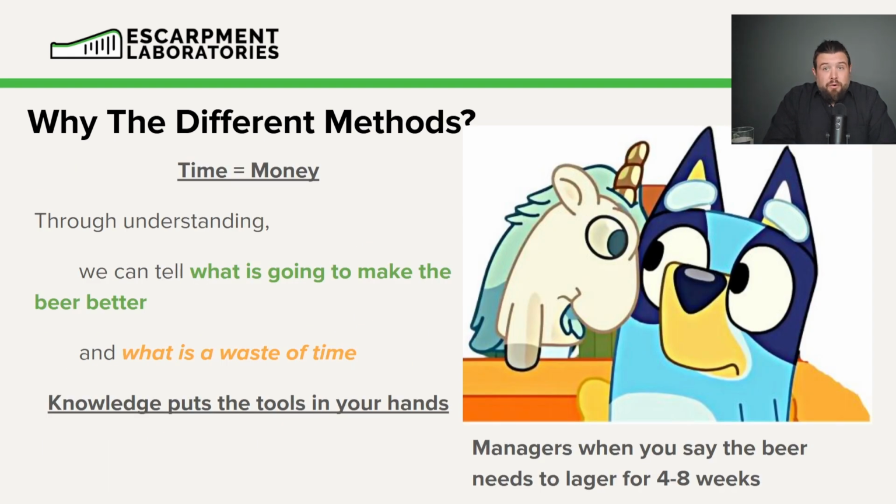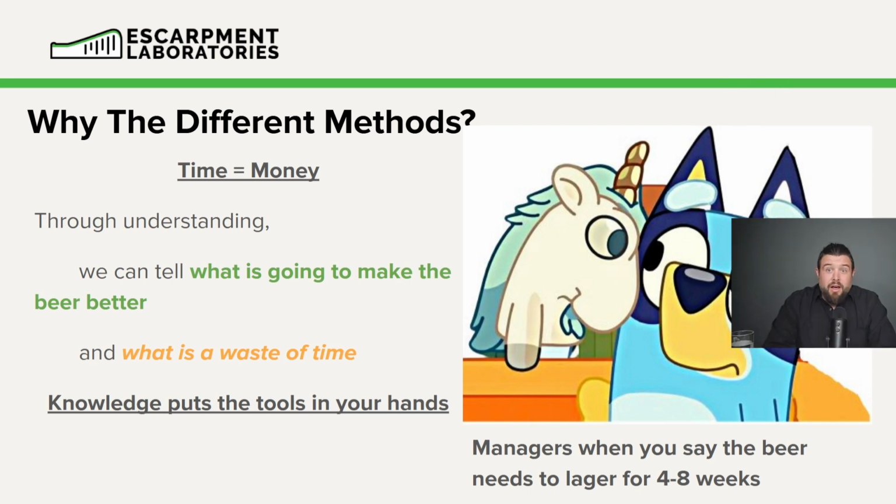Now, it also is important to understand the context around these different lagering techniques, because time is money. It is. We've all probably had that stare from someone when you tell them, hey, I want to lager this beer for 4 to 8 weeks, that's going to cost a lot of money.